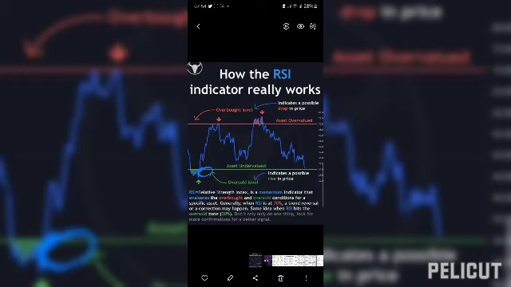But sometimes an asset, because of other fundamentals, or maybe news, can actually not respect the RSI. That's why it's always good to do fundamental analysis and use other technical indicators to back your judgment up. Because sometimes RSI might fail you.